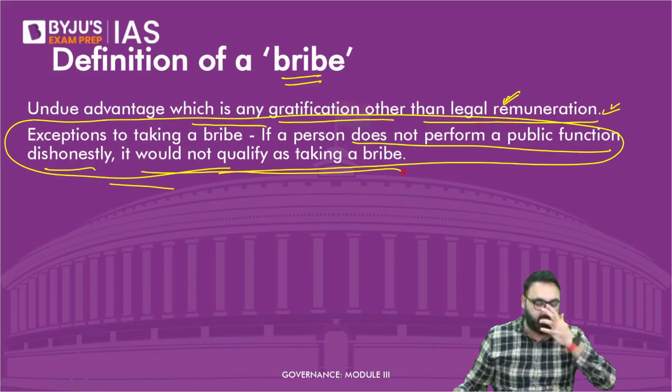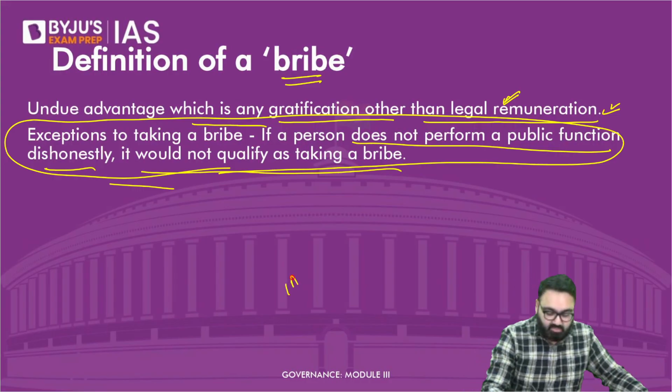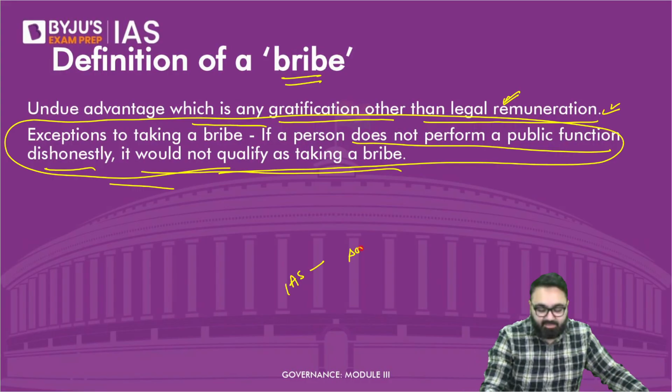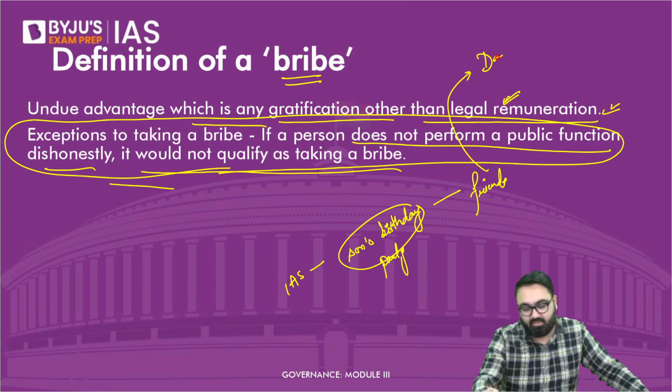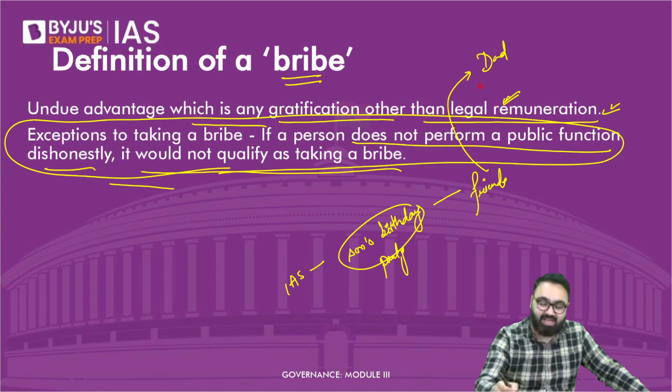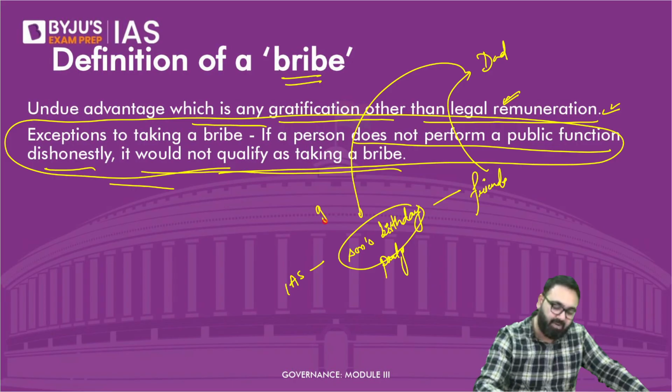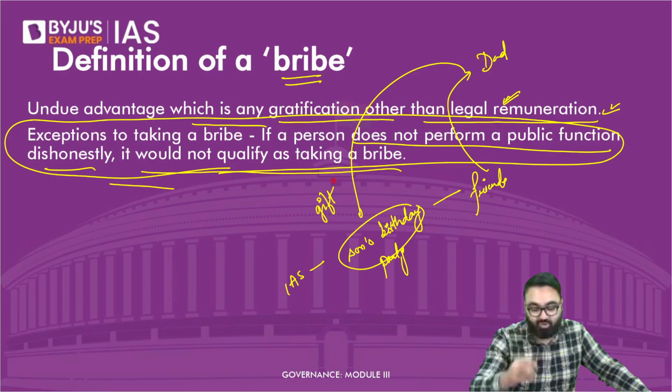Let's assume you are an IAS officer, and it is your son's birthday. You had a party and invited the friends of your son. One of the friends, his dad, came to the party along with this child. This dad gave a pretty expensive gift. Let's say an iPhone is given.